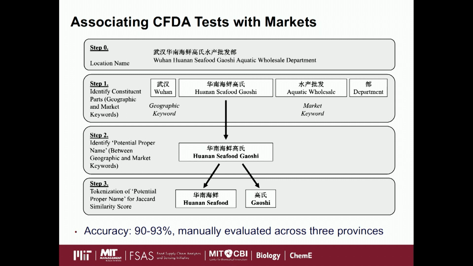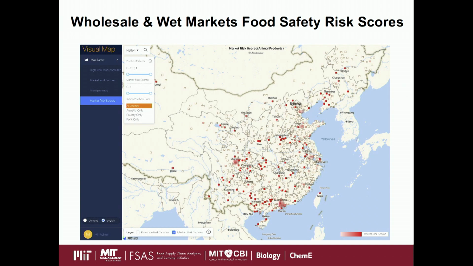In order to do that, we needed to really use the way the Chinese language is structured, and specifically how the names of the markets are composed. And we developed a state-of-the-art algorithm that achieved, even under very strict metrics, over 90% accuracy. And again, this translated to another tool that you can see here that essentially highlights all the high-risk markets in China.